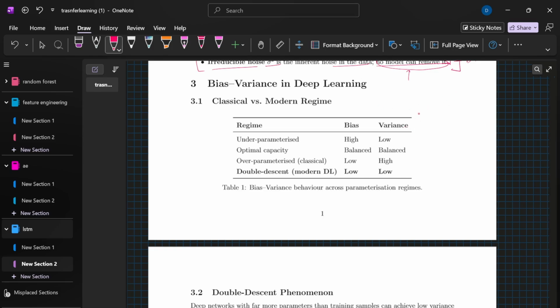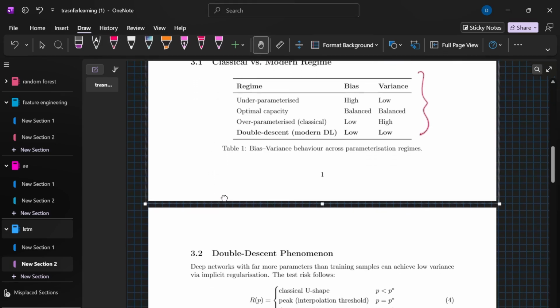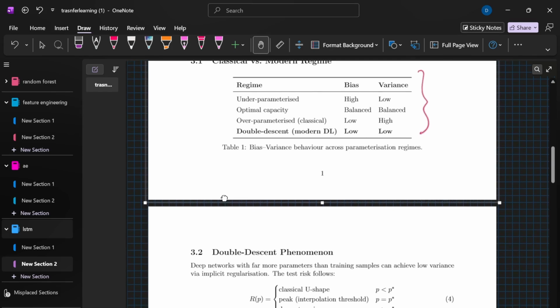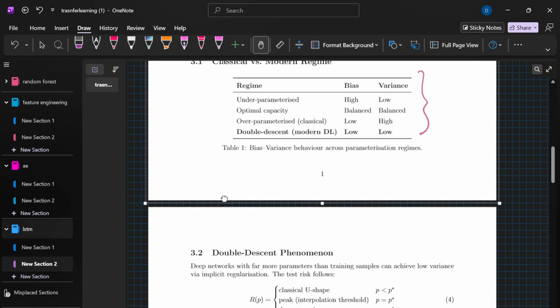But in modern deep learning, this rule is being broken. Think about it in regimes. A small simple model: high bias, low variance, it underfits. A perfectly sized model: balance. A very large model: classically low bias with a high variance, that is called overfitting.